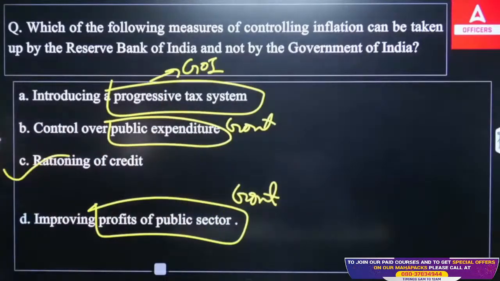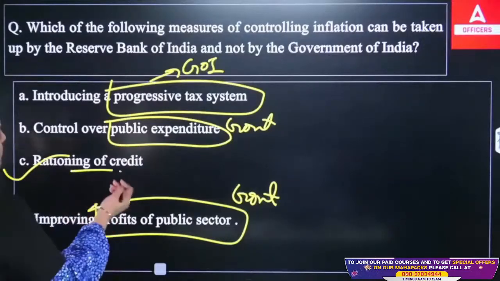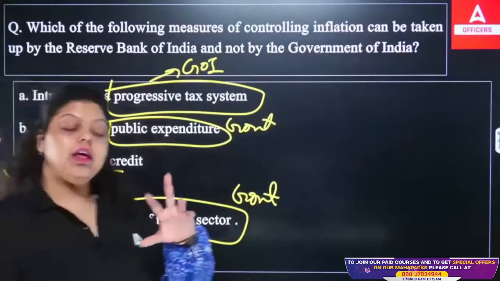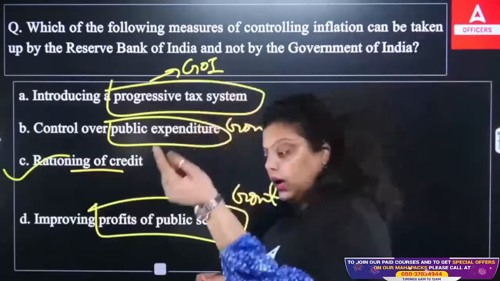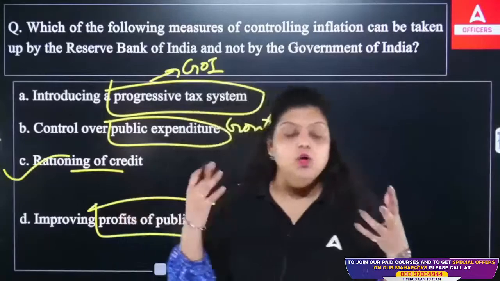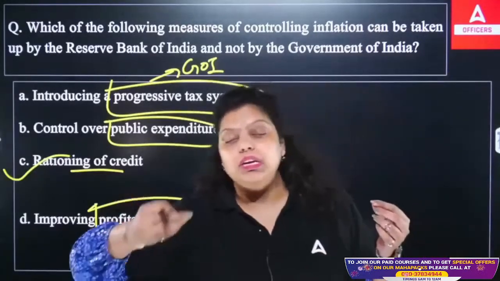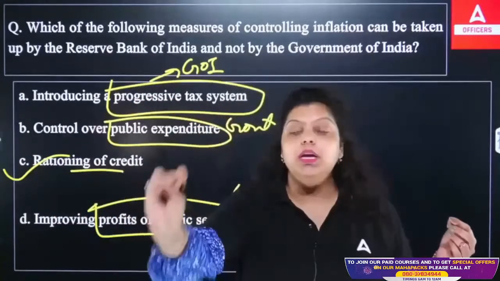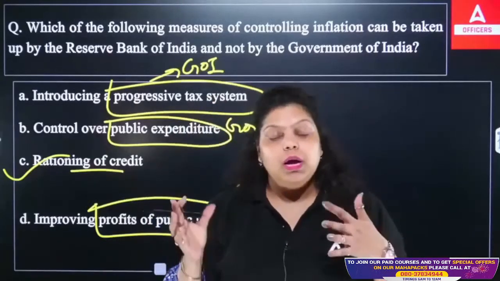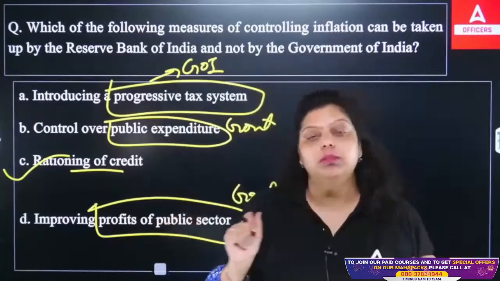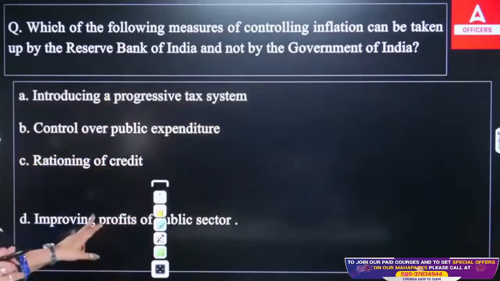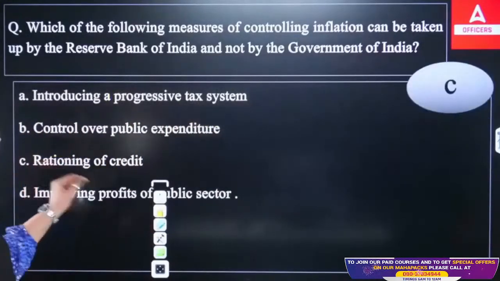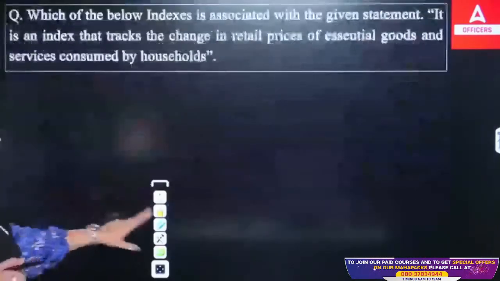But the rationing of credit will be done by Reserve Bank of India, in which RBI tells in which particular sector how much loan you can provide or how much loan you cannot provide. What down payment you are allowed to take in case of what type of loan, also how many installments you can make in a case of loan. All this will be done by RBI. That is known as rationing of credit. So right answer will be C option. This is the measure that RBI takes.